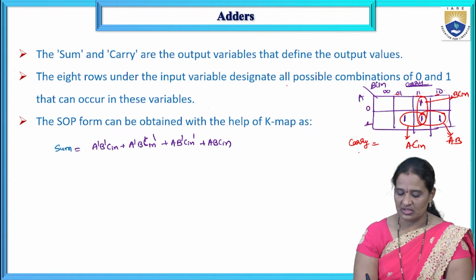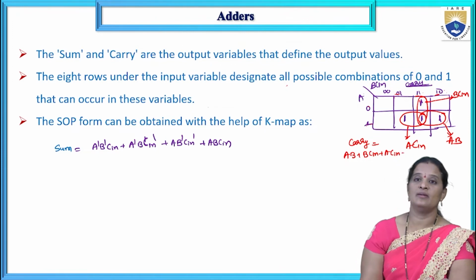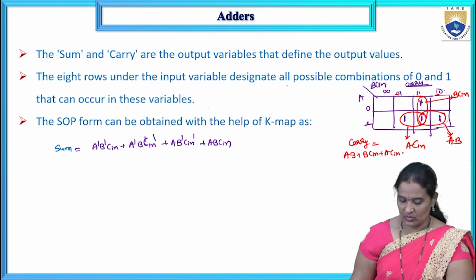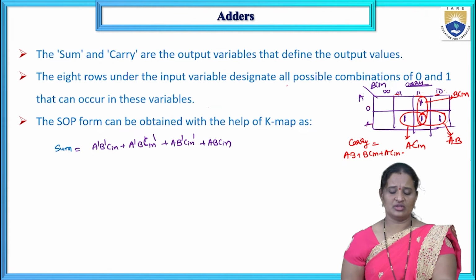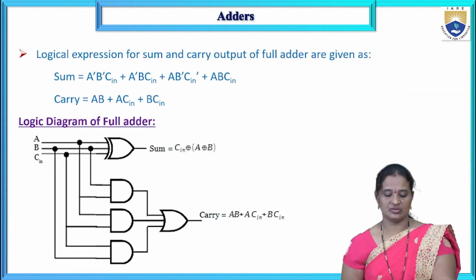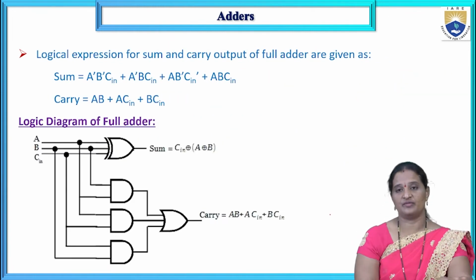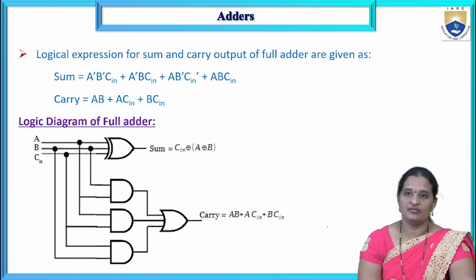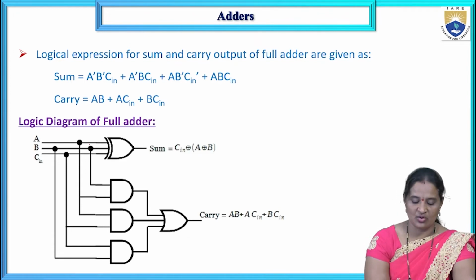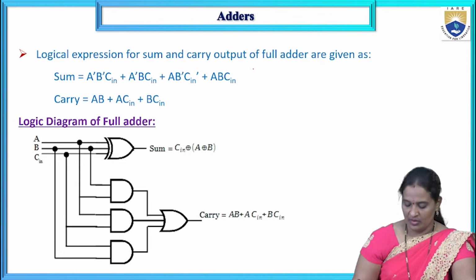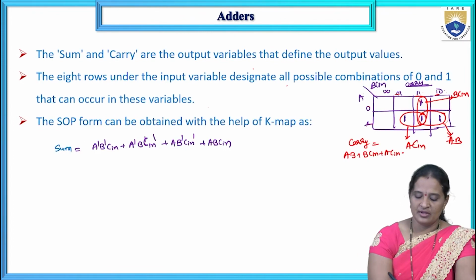So carry output is equal to AB plus BC in plus AC in. So this is the equation. Okay. So now based on this, we can draw the logic circuit. So this is the logic circuit for the full adder, which can perform the addition of 3 bits.